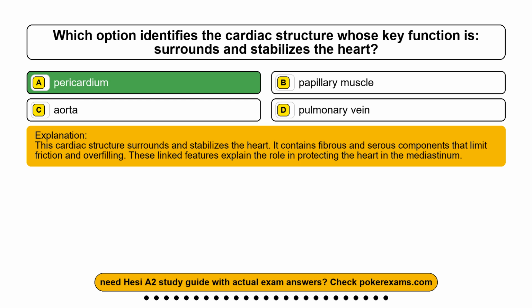This cardiac structure surrounds and stabilizes the heart. It contains fibrous and serous components that limit friction and overfilling. These linked features explain the role in protecting the heart in the mediastinum.